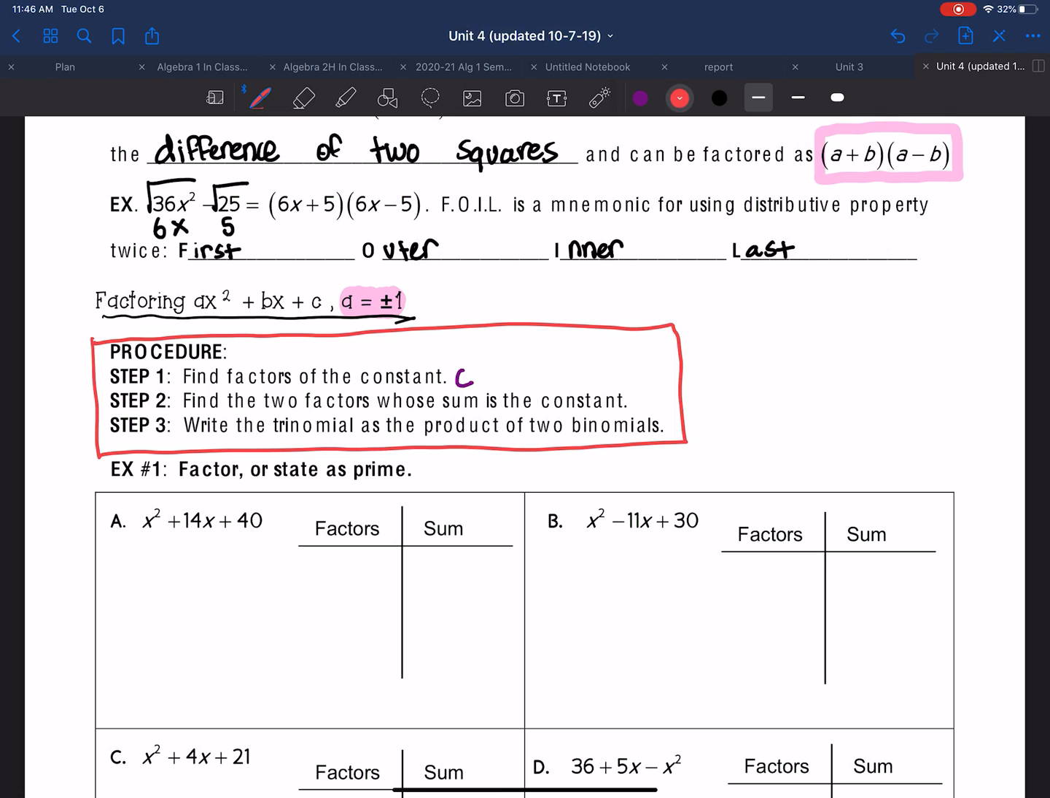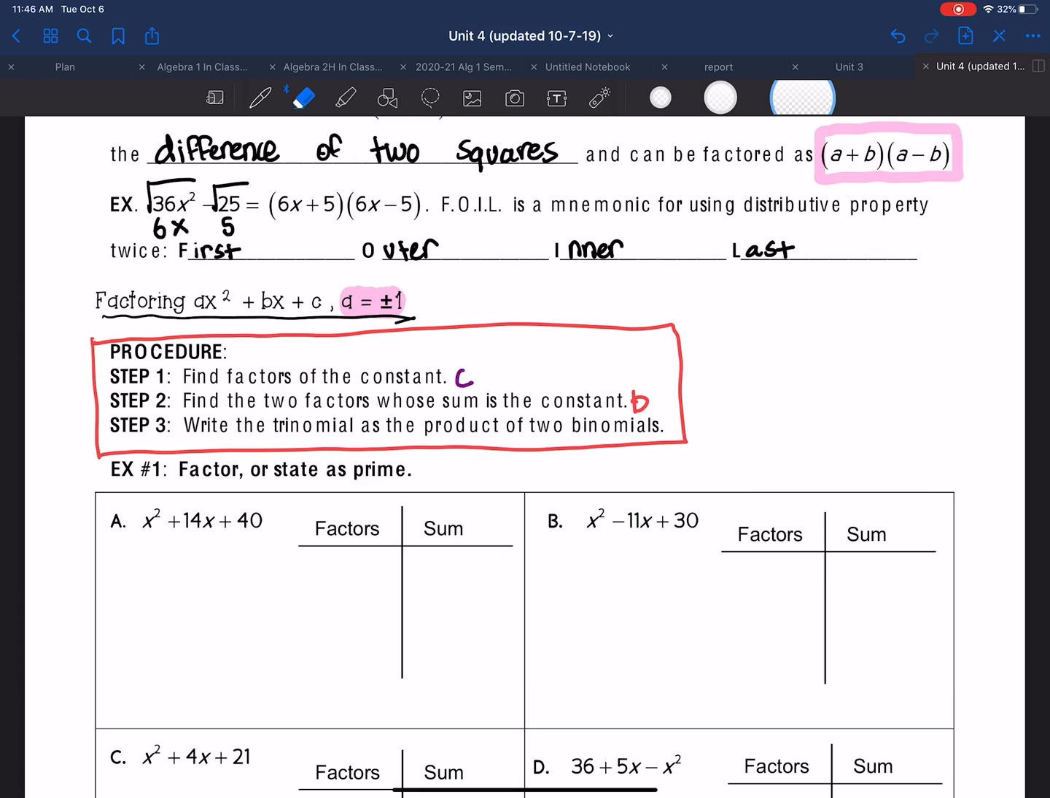Then the second step, we are going to find two factors of c whose sum is the constant b. So we're looking for factors of c that add up to, or sum to, b, that middle term inside of an expression. And then last but not least, we're going to write the trinomial as a product of two binomials once we figure out what the factors are.